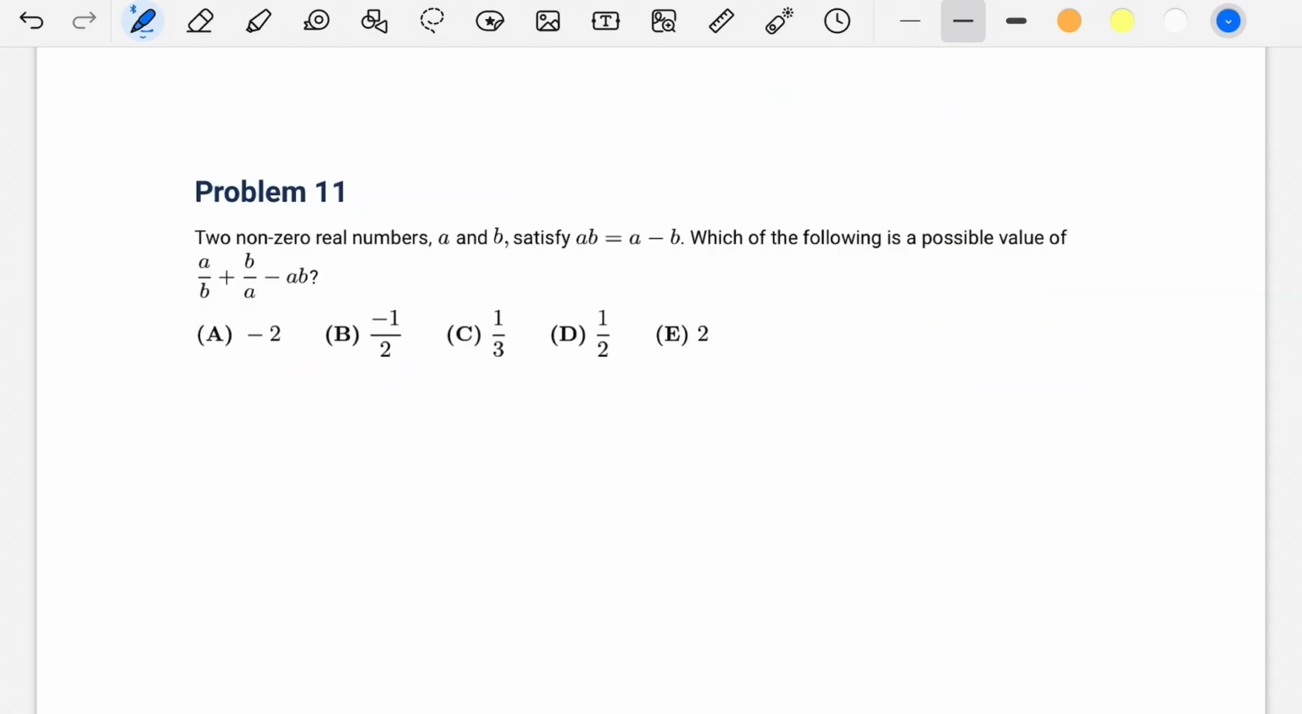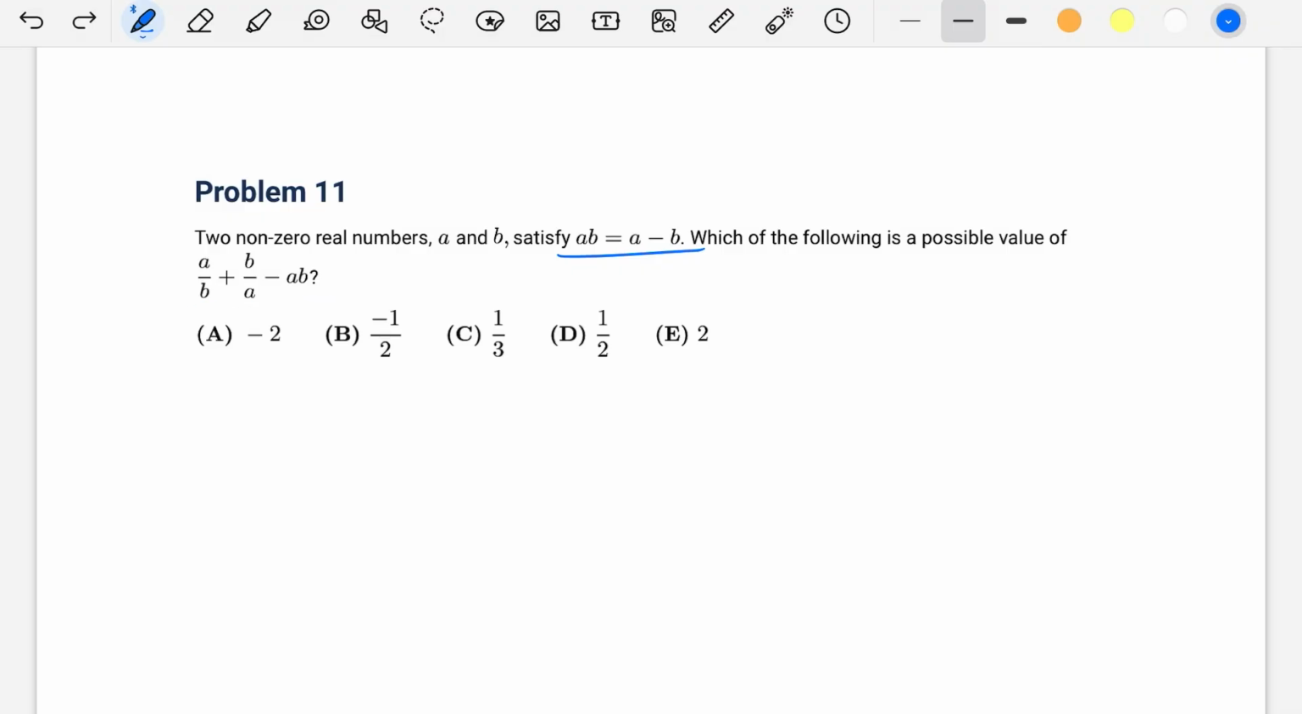Problem 11. Two non-zero real numbers, a and b, satisfy ab equals a minus b. Which of the following is a possible value of a over b plus b over a minus ab? All the problem tells us is that ab equals a minus b. So we can just find two numbers that work for a and b and plug them into this expression.